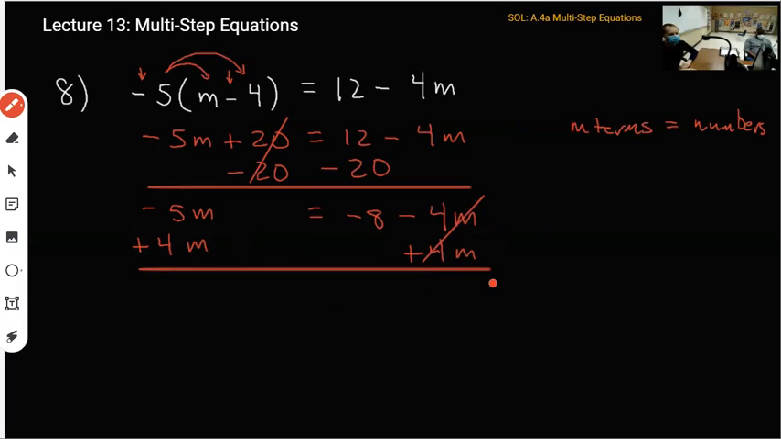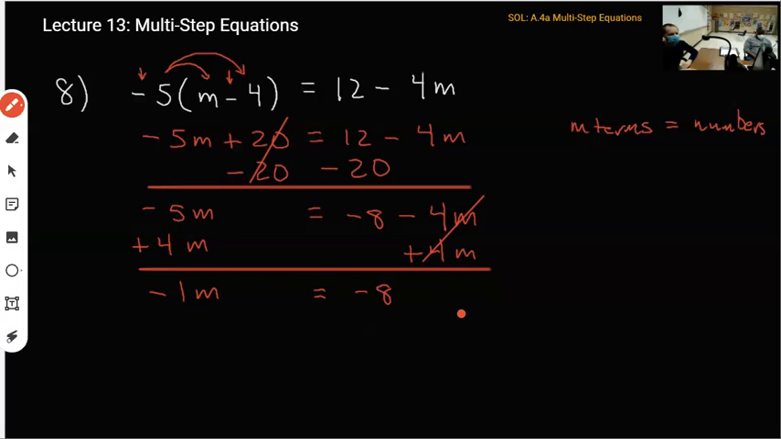Now the m terms are going to cancel out on the right side. So I'm only left with -8 over here. But on the left side, I'm going to have minus 5m plus positive 4m. That's going to give me -1m. Okay, so I've almost got m by itself.